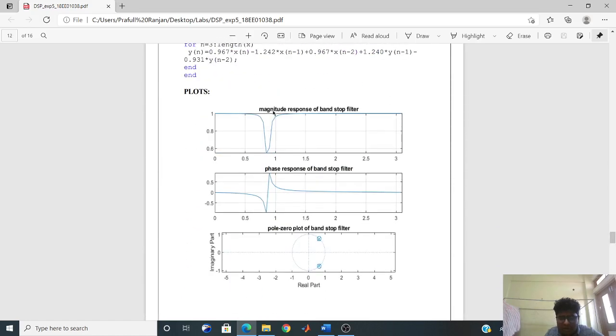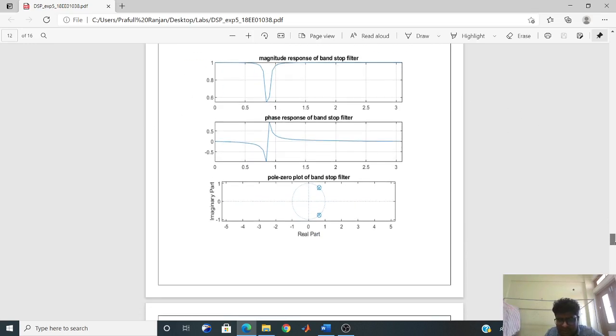So let's move to the plot. We can see the magnitude response of the band stop filter. For a given specific bandwidth, it is attenuating the values, and after that it is increasing on the right side, and on the left side it is also amplifying. And this is the frequency response of the same. For this one it is going to zero, and this side is also going to zero.